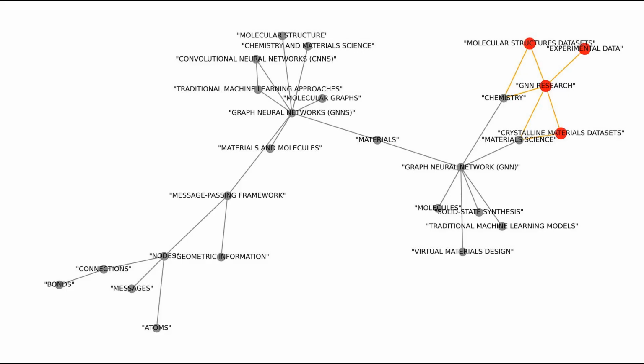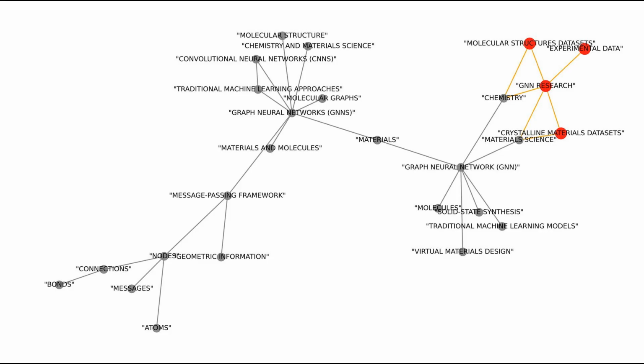In GNN research for chemistry and materials science, a variety of datasets are commonly used, each serving a specific purpose in training and validating the models. These datasets can be thought of as the building blocks that help GNNs learn and improve their predictions.